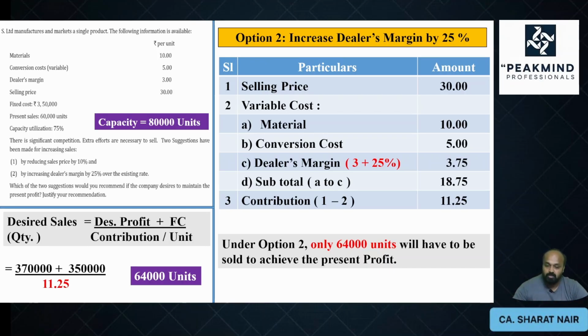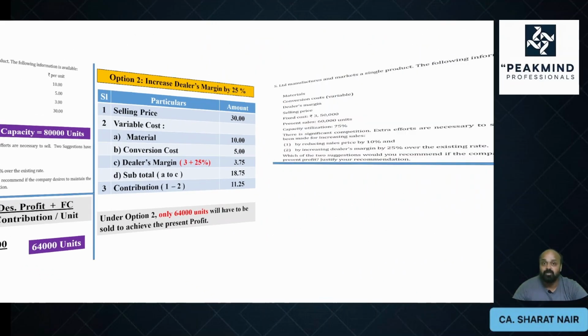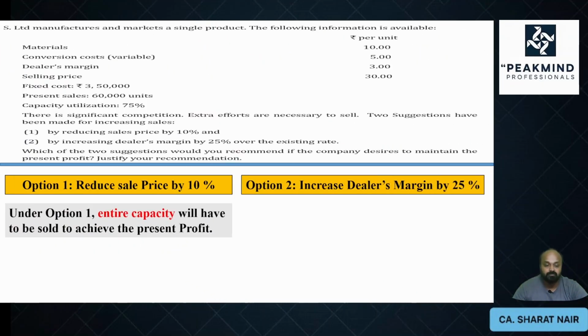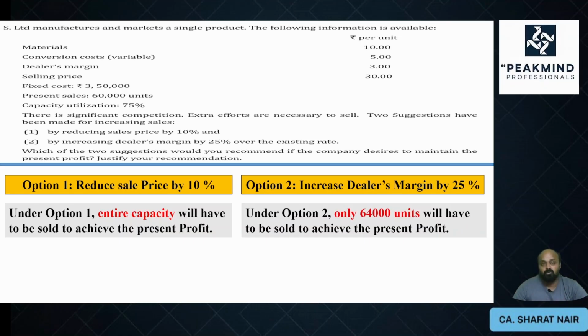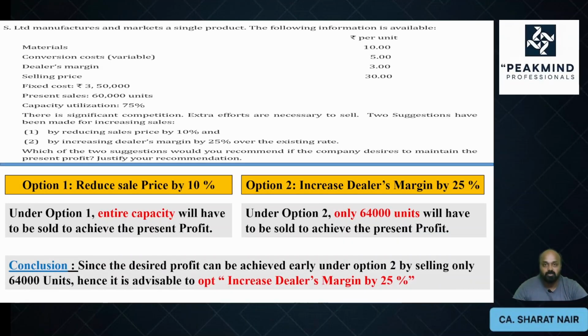Now, we have to give the concluding remark also, because the last part of the question says justify your recommendation. Under option 1, we have to sell the entire capacity to earn the same profit which we are earning today. Under option 2, we just need to sell 64,000 units to earn the same profit. So, which option is better? Quite logically, option 2 is better, because I just need to sell 64,000 units to earn the same profit. The remaining capacity, that is 80,000 minus 64,000, I can think about selling something else also, right? So that way we need to conclude the answer.